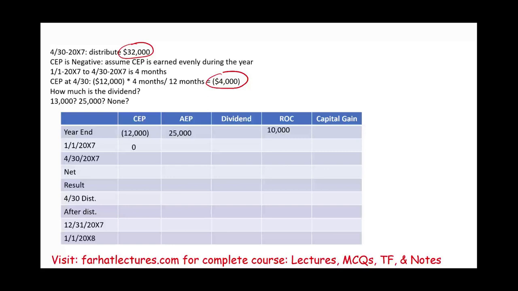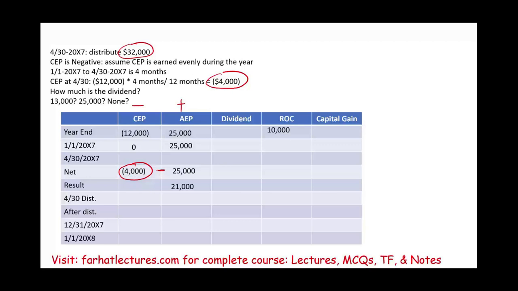Well, let's see. What we're going to do first, we are going to bring down net 4,000. We're going to assume CEP is negative 4,000 as of April 30th. And we have 25,000. Well, if we have a negative CEP and positive AEP, what do we do? We can net them. Therefore, as of April 30th, at the end of April, we have 21,000. Why? Because we can net them. Now we start to make the distribution.